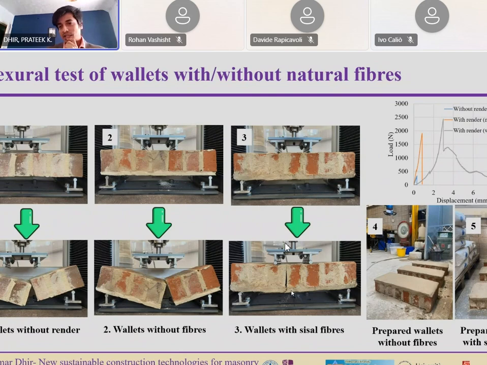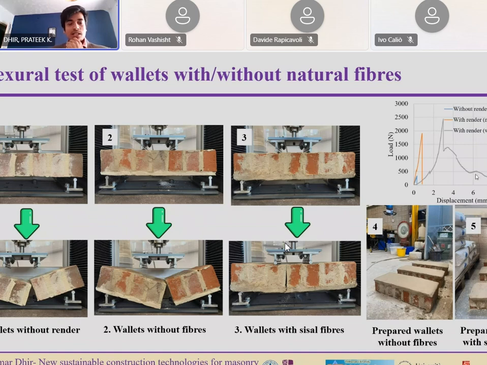If you can see from the graph, the blue one is without any render, and the orange one is with render, no fiber. You can see we got definitely higher stiffness, but the peak is not high enough compared to the fibrous render. And this one is more gradual. It's not sudden. So this helps.